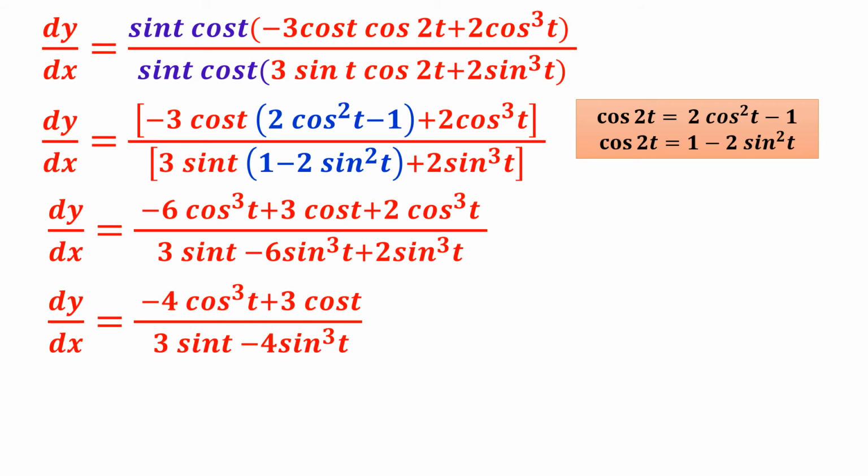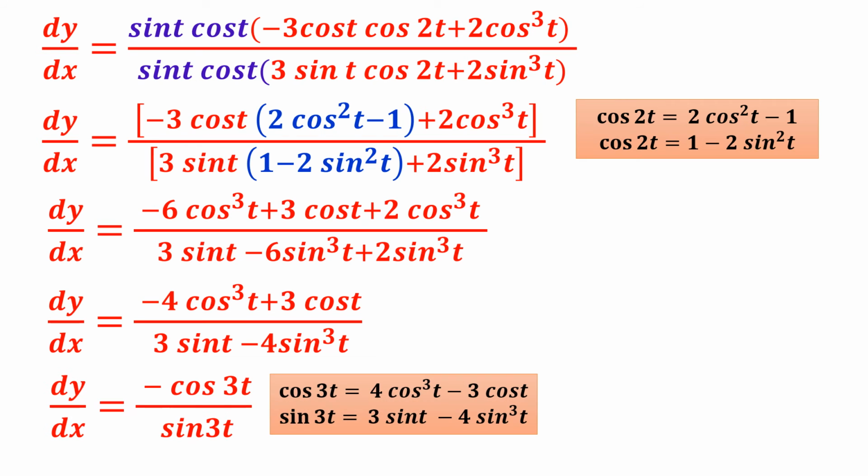Cancelling now, in the beginning, minus 6 cos cube t and 2 cos cube t are clubbed. You got minus 4 cos cube t. Similarly, in the denominator, minus 6 sin cube t and 2 sin cube t are clubbed and you got minus 4 sin cube t. Now you got the idea, which can be taken outside from the numerator and which from the denominator. But before we go for that, I think we are having a formula when you just see it.